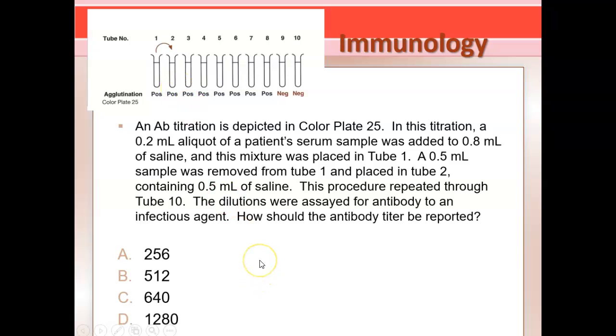All right, I would pause the video, try to work it out, and see what you get. One to 640, because it asks, how should the antibody titer be reported? And the last tube that showed any positive reaction was tube 8. And so your dilution for tube 8 should be your answer. All right, and we're going to do some more work on this in class, so do not worry.